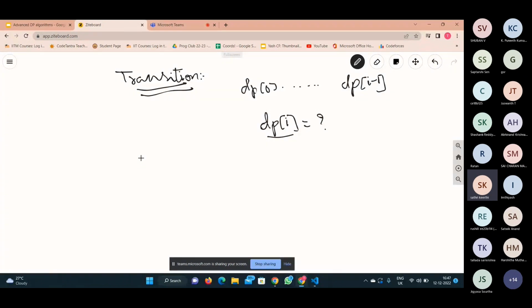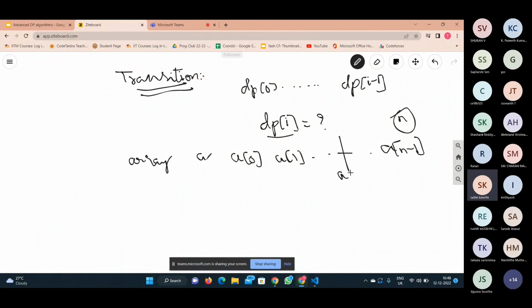So yeah, starting with the transition, let's suppose our given array is A. So we have elements A of 0, A of 1, and so on till A of n minus 1. N is the size of the array. But while calculating dp of I, we only care about the first I plus 1 terms, so basically till A of I. So we'll take only till A of I.